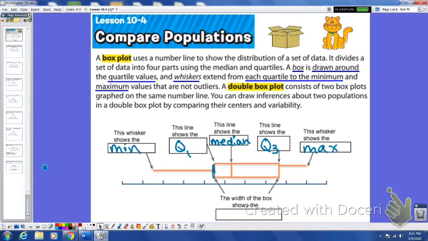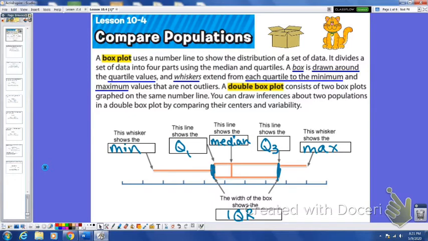Now, down here, the width of the box, so from Q1 to Q3, if you remember back to previous lesson, we call this our interquartile range, or our IQR. So, make sure you guys can label this picture. You're going to see it a couple times this week. Know that the minimum's all the way on the left, then we see our Q1, median, Q3, our maximum, and then our IQR.